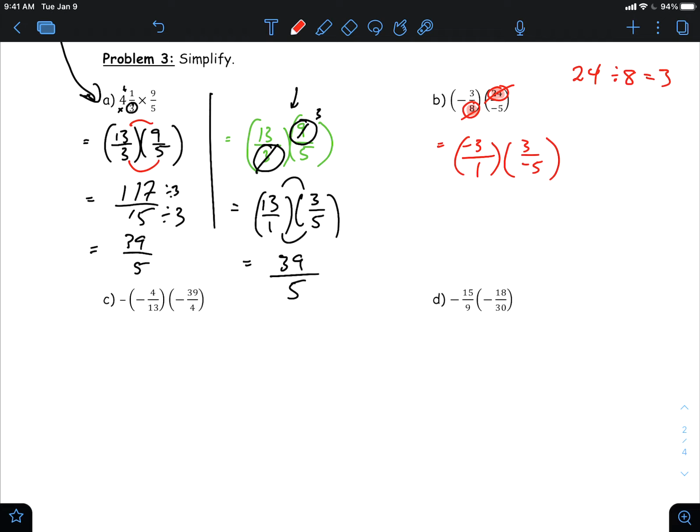Numbers got smaller there. Nicer to work with. Negative 3 times 3, and then 1 times negative 5. What are we going to get? Negative 9 over negative 5. Two negatives cancel each other out. Do we have any questions? Okay.